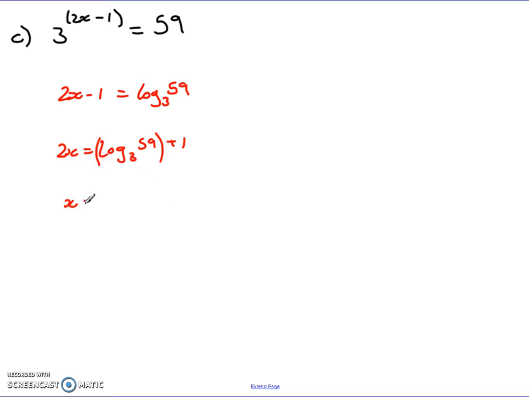We've then got 2x equals that, so we have to halve it. So x equals a half times this whole part here, so times log to the base 3 of 59 plus 1. And again, plug it in the calculator at this point. Safest thing for you, do it in one go. x equals 2.36 to 2 decimal places.